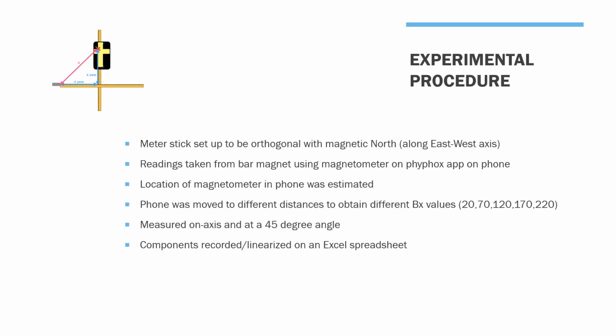For the experimental procedure, the meter stick was set to be orthogonal with magnetic north along the east-west axis, and readings were taken from the bar magnet using the magnetometer on the Firefox app on a cell phone. The location of the magnetometer in the phone was estimated by moving it perpendicularly along meter sticks, and the phone was moved to different distances to obtain different Bx values at 20, 70, 120, 170, and 220, with those distances being recorded. It was measured both on axis and at a 45-degree angle, as seen in the graphic, and these components were recorded and linearized on an Excel spreadsheet.